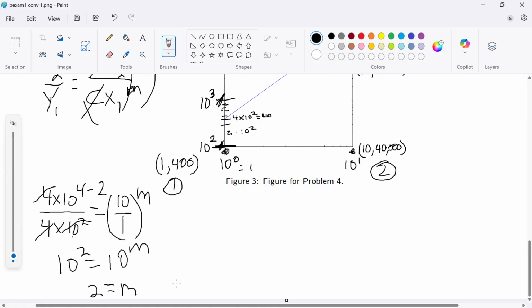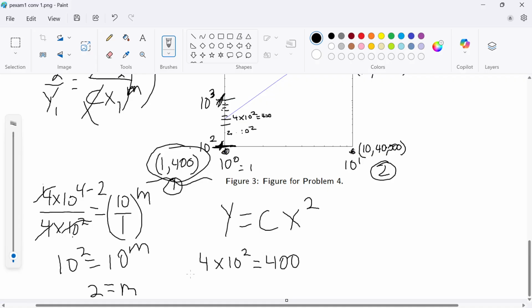So now I know that this is y equals c, I don't know what the c is, x squared. I know it's squared. So now I can take one of these points, 1, 400, or 1 comma 4 times 10 to the second, or I can use 10 comma 40,000, or 10 comma 4 times 10 to the fourth, and plug it in for x and y. I'm going to use this one because it's simpler. So I'm going to put 4 times 10 to the second equals, I just say 400 because that's what y is, 400, equals c times x, 1 squared.